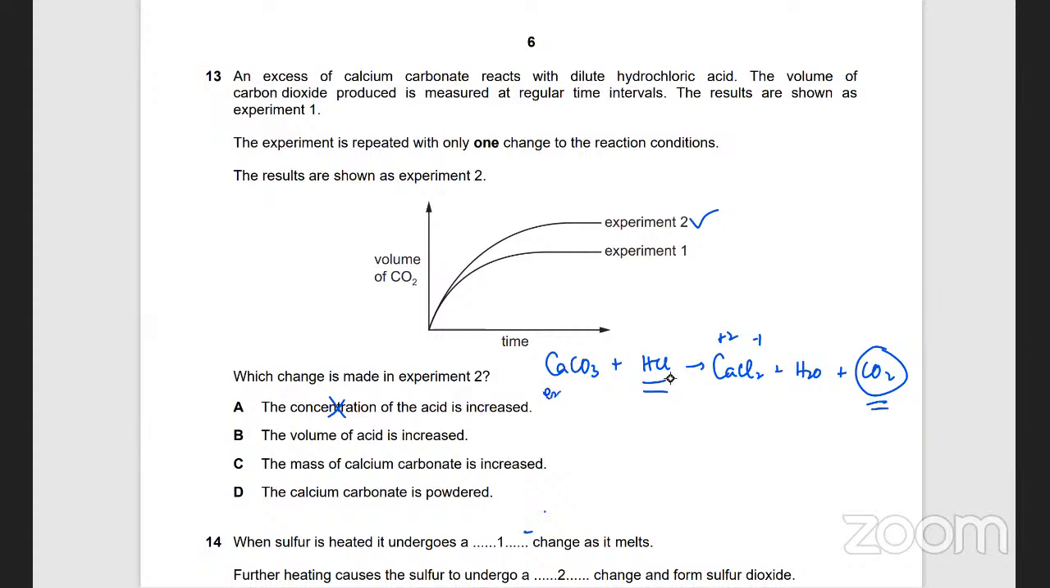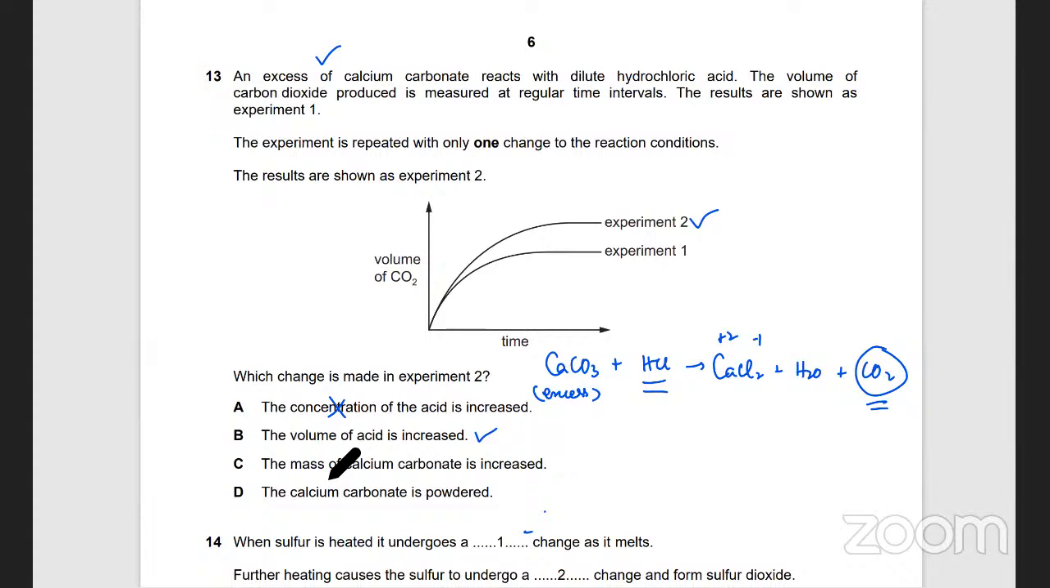And he had mentioned that this was in excess, right? Excess means they had already added too much of it, more than the required amount. So if you add more HCl, then more of the calcium carbonate would react. Do you get the point? Yeah.